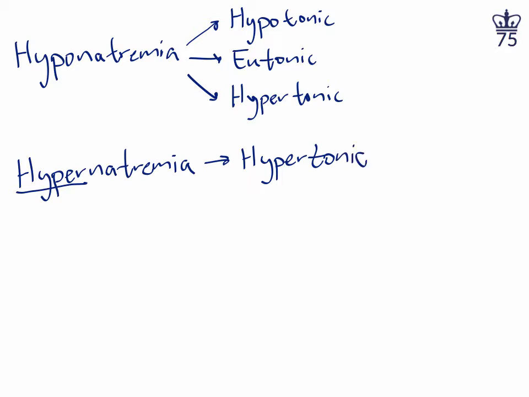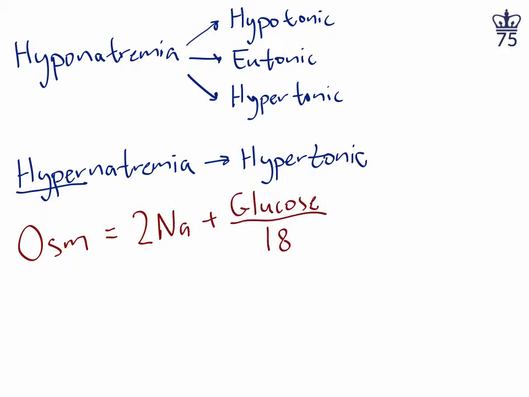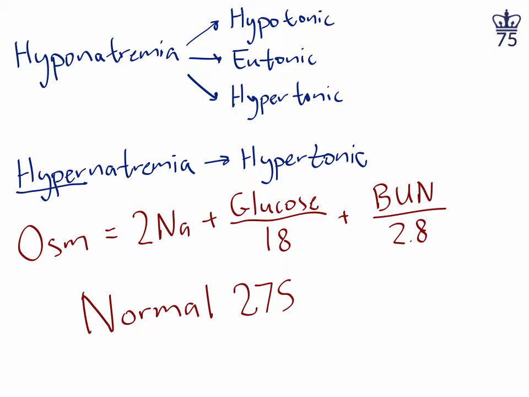A straightforward equation shows us why. Serum osmolality is calculated as 2 times the serum sodium plus glucose divided by 18 plus BUN divided by 2.8. Normal serum osmolality is between 275 and 290. So if the osmolality is less than 275, then by definition, the osmolality, and therefore tonicity, is low.